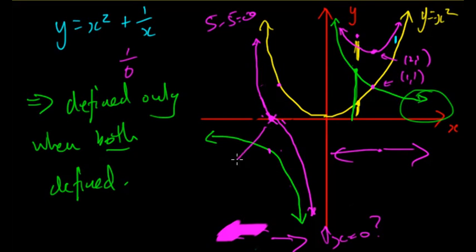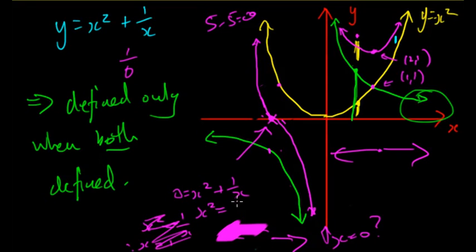So we do have to work out what this point is, as normally you have to find out the x and y intercepts of a graph. So this is just letting y equal to 0. So 0 is equal to x squared plus 1 on x. So x squared is equal to negative 1 on x. So x is equal to negative 1. So that point here is negative 1, 0.